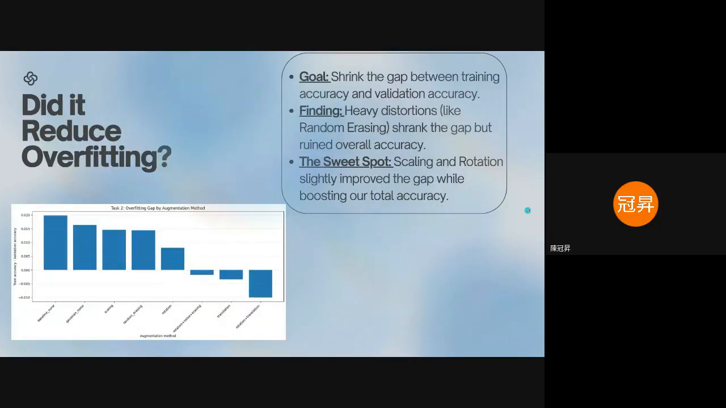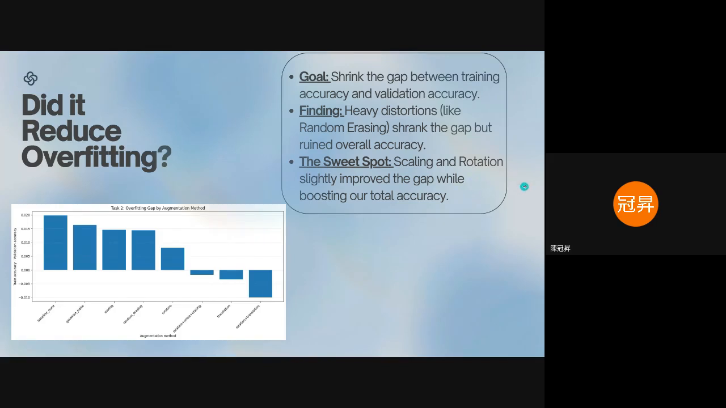So finally, we want to answer the core question: did this actually reduce overfitting? By plotting the gap between our training accuracy and validation accuracy, we can see exactly how the model behaved. Heavy distortion like random erasing and the combination filter shrank the train-validation gap the most. However, because the overall accuracy was so poor, they act as too strong of regularizers. The sweet spot was scaling and rotation, which gave us a slight improvement in the overfitting gap compared to the baseline, while actually boosting our overall accuracy. And that wraps up task 2.